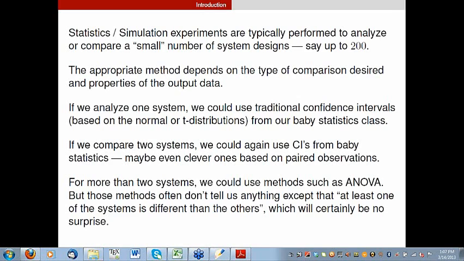If I want to compare two systems, again, you could use confidence intervals from your baby statistics class, based on the normal distribution or the t distribution. But you might be able to actually do some clever little tricks. Some of you may remember what a paired t test or paired t confidence interval is, where you try to match up observations in a smart way between the two competitors.